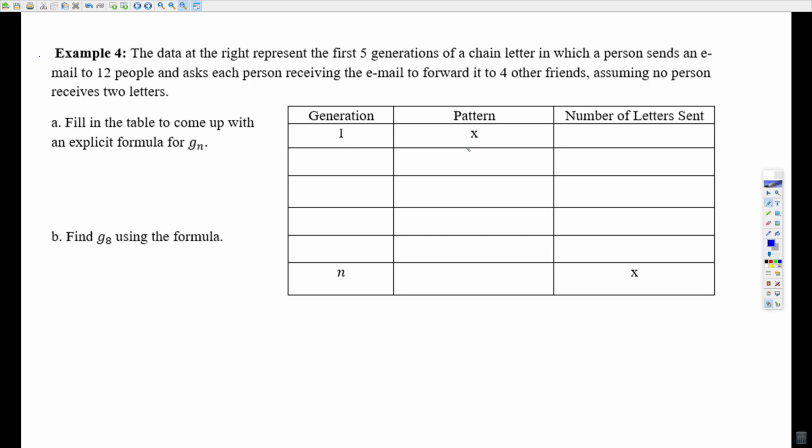We're going to try that by creating this pattern like we did last time with arithmetic sequences and see if we can figure it out. So we'll fill in the table to come up with the explicit formula. This would be the first generation, like your term number. We'll fill this out: 2, 3, 4, 5. And then we'll get a rule for n at the bottom. So the number of letters sent out at first would just be 12.